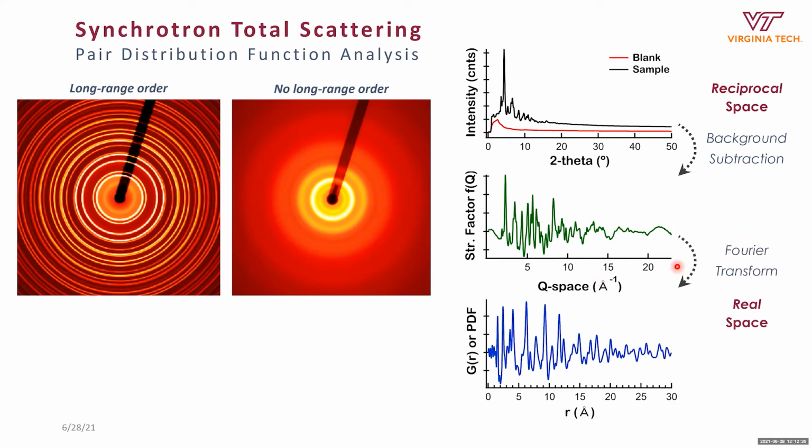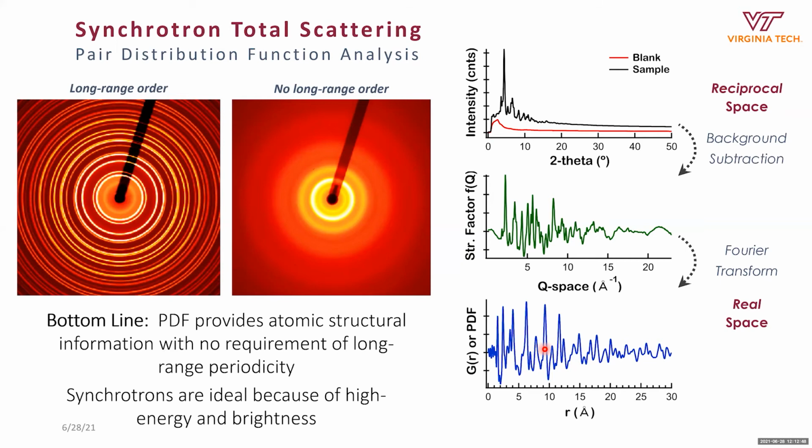The last step that we typically do is a Fourier transform, and that converts this scattering data into real space, where the x-axis is now distance, or r in angstroms, and the vertical axis is what we call the pair distribution function, or sometimes it's referred to as G of r. Before I explain more about the PDF, keep in mind the bottom line: this PDF method, or total scattering method, is giving us structural information. And the key here is, unlike conventional diffraction measurements, there is no requirement of long-range periodicity.